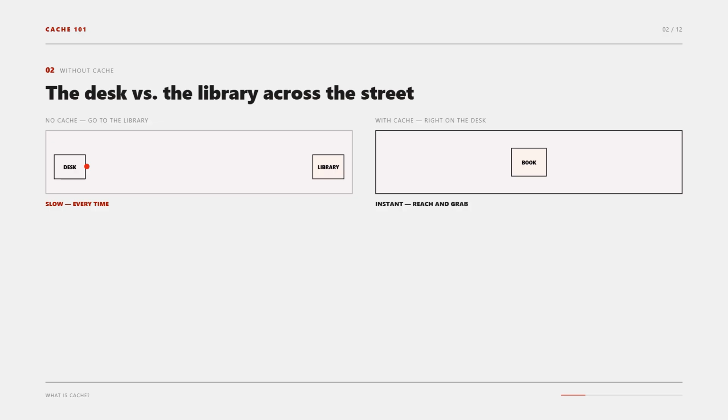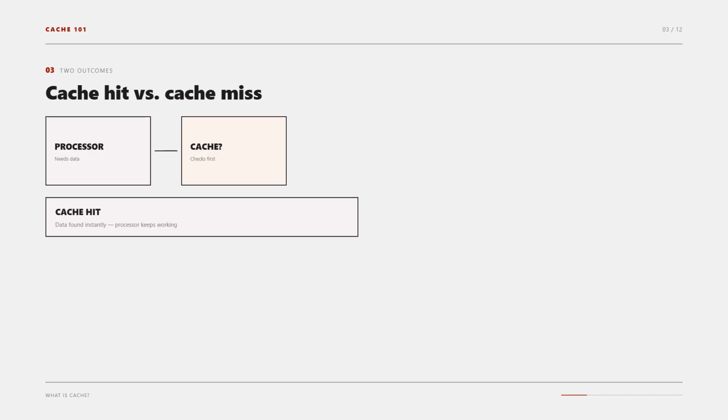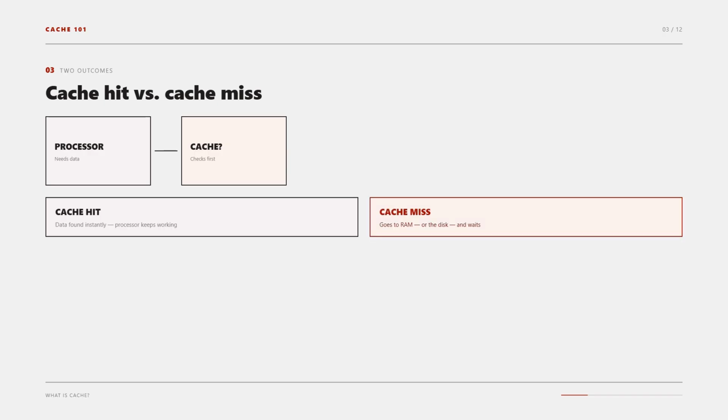So here is how it works in practice. When your computer's processor needs a piece of data, it first checks the cache. If the data is already there, this is called a cache hit. And when a cache hit happens, the processor can grab that data almost instantly and continue working. But if the data is not in the cache, this is called a cache miss. And when a cache miss happens, the processor has to go all the way to the main memory, which is your RAM, or even worse, to your hard drive, to retrieve that data. And that process takes significantly longer.